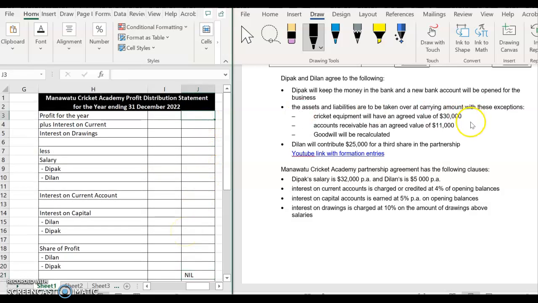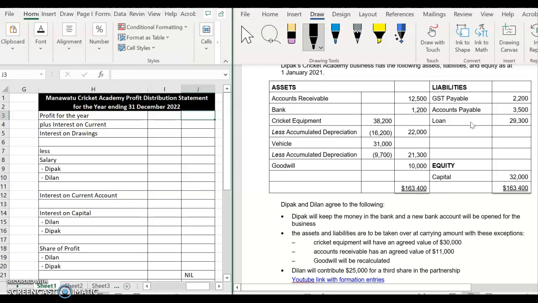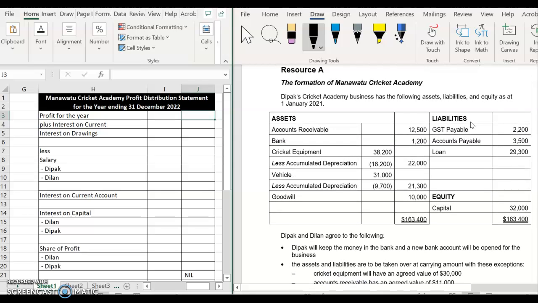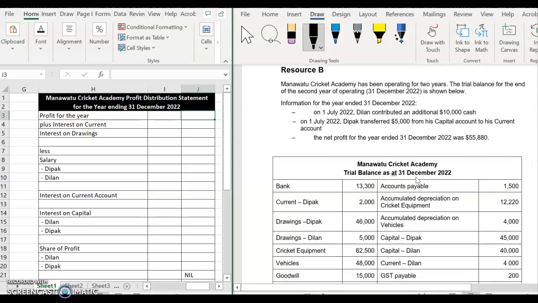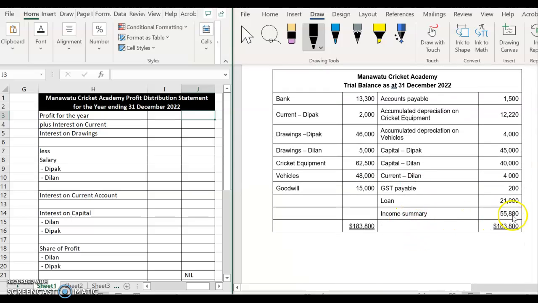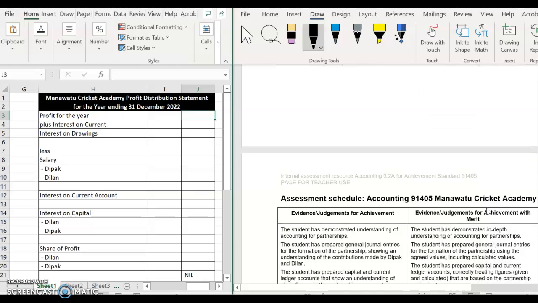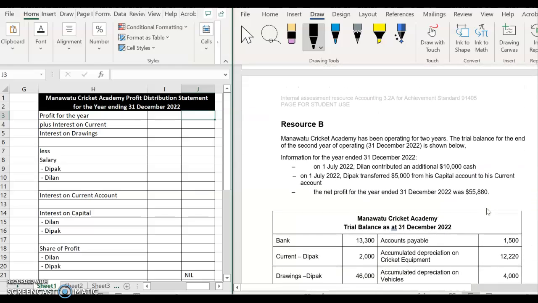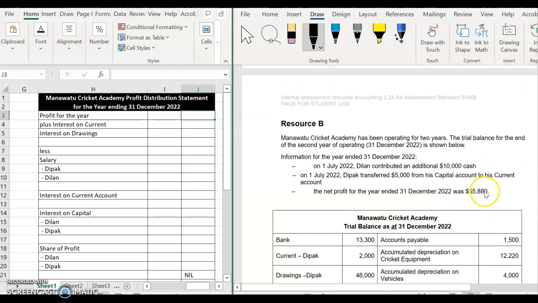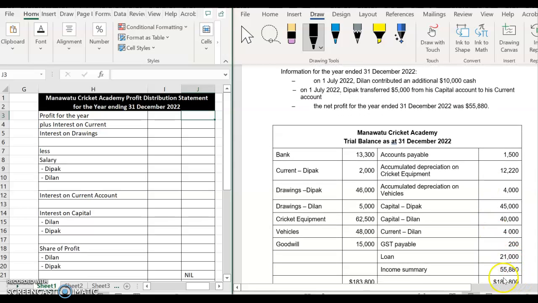So the profit for the year. So we're going searching for this. That can either be in some assessments here, and it might say something like income summary, and we've got that there, or it might actually just give it to you, which it has here. So see that figure is the same as this figure. The income summary has been closed to the trial balance here, or it's given to you like that. So put that in, 55,880.